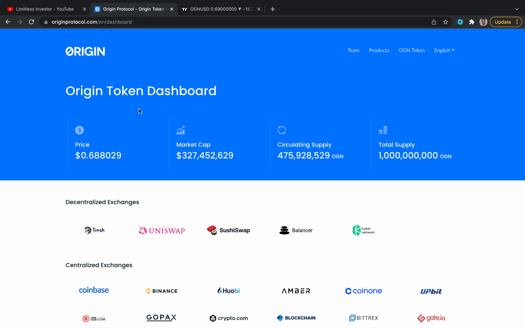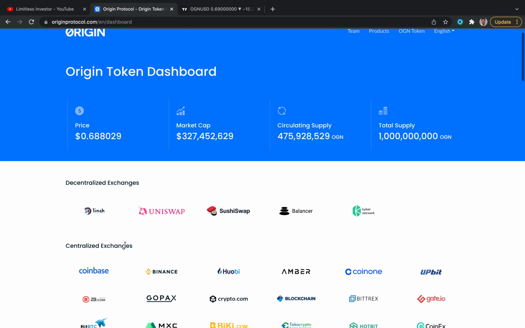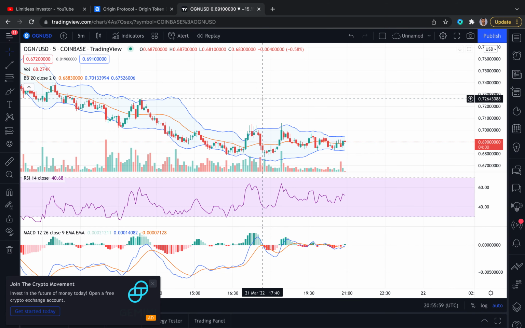All right, so just a brief summary here. We have its price, market cap, circulating supply, which you could take a look at, and the decentralized exchanges that it works with, as well as the centralized exchanges. So there's a lot of big names here, as we can see. But most importantly, let's take a look at the charts, okay?